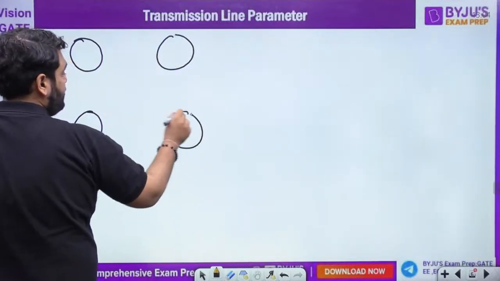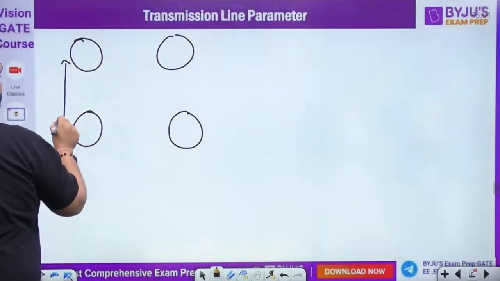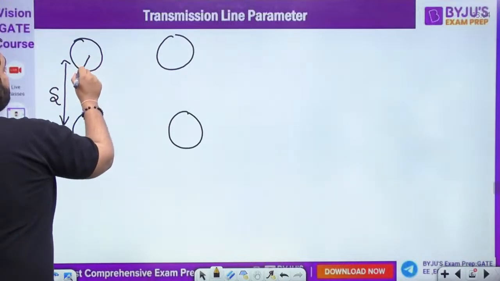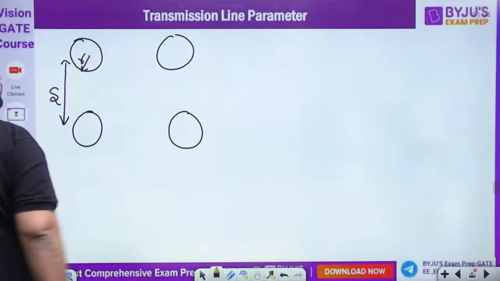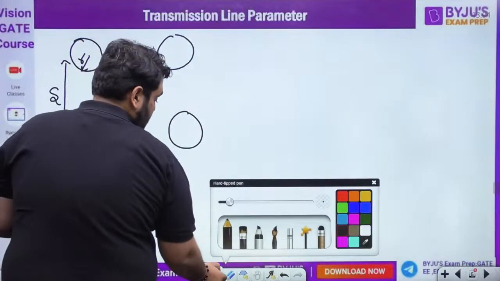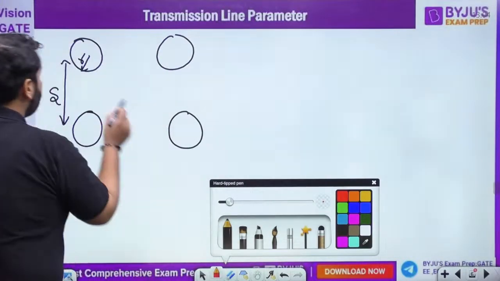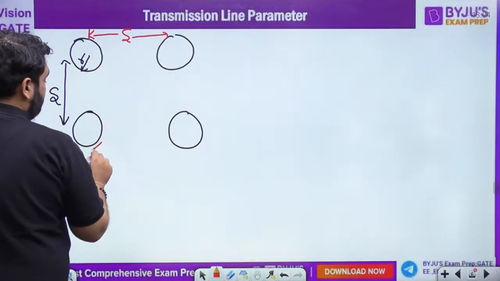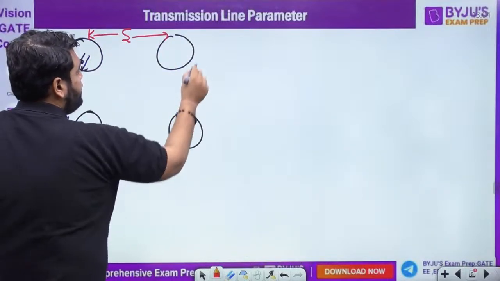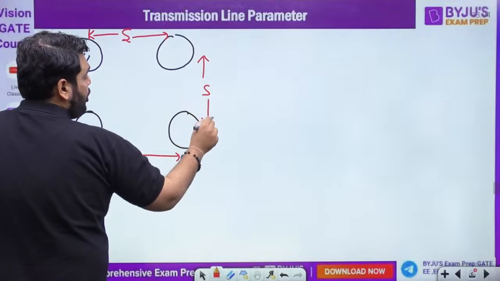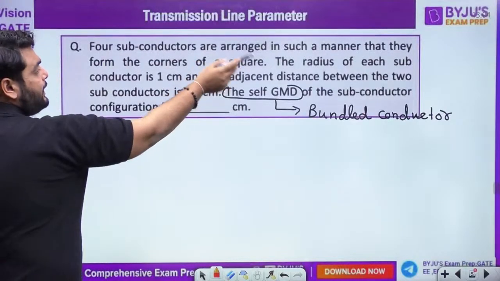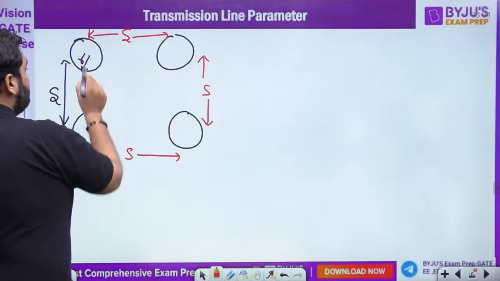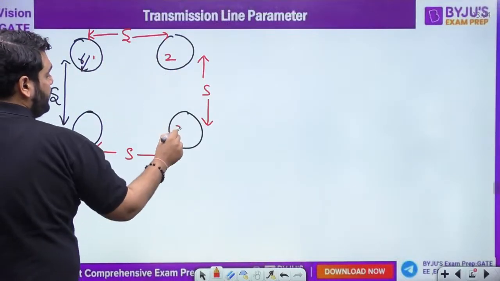We have 4 subconductors. Now the distance between each subconductor is given. Let's suppose I'm taking S and the radius is given R. Now apart from this, can we find out the distance between these two? Yes, it is also S, and this one is also S, because they have clearly mentioned that they are arranged in such a manner that they form the corner of a square. Let's suppose they are 1, 2, 3, 4.